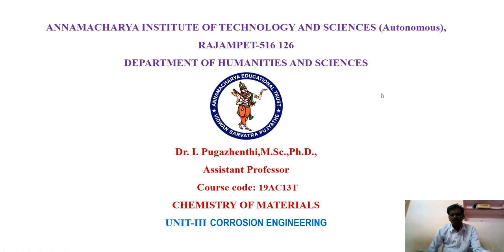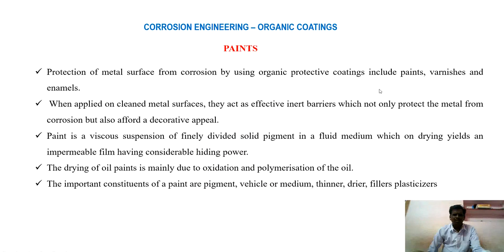In this session, we have to discuss one of the corrosion control methods, that is coating, organic coatings. Metals are more aggressive towards the corrosive media, so the metal surface has to be protected. So these metals are coated with organic materials like paints, varnish, and enamels. Thereby, we may protect that surface from the aggressive environment.